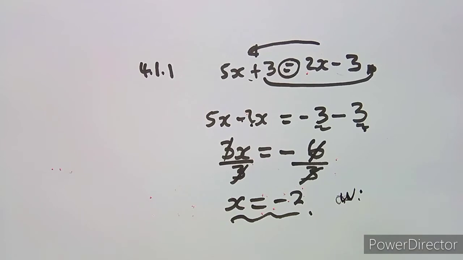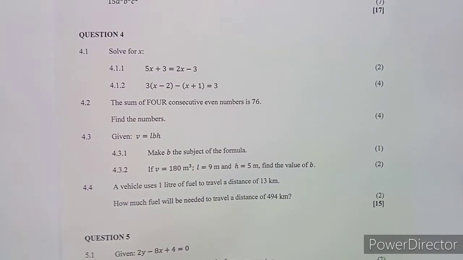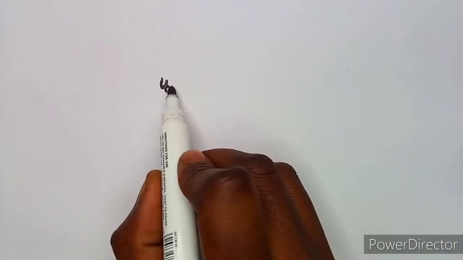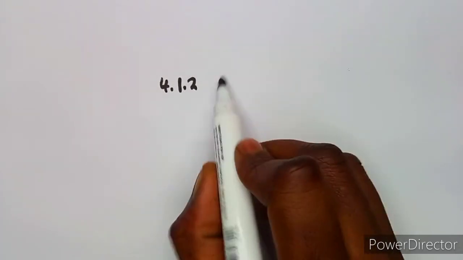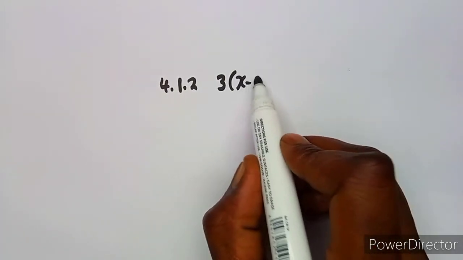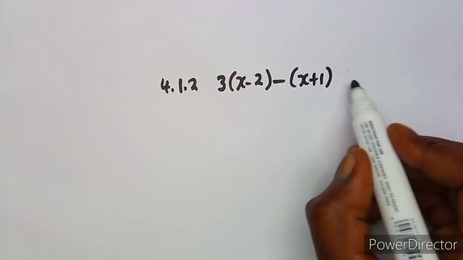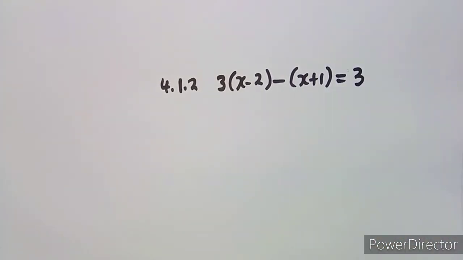So this one is actually a linear equation, so that was the concept. Just collect the terms of x to one side of the equation, then you can simplify. Then still the same thing here, but we're given brackets and so forth, but it's still one and the same thing. So it's 3 into x minus 2 minus x plus 1, which is equal to 3. So we've got the same thing there.